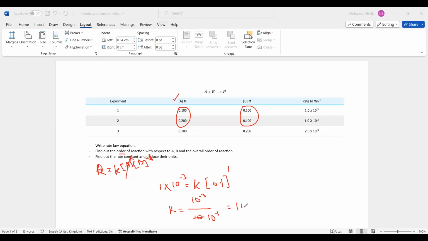And then this is basically fine. Now, this is the K of this chemical reaction. Now we want to find out the units of this K.